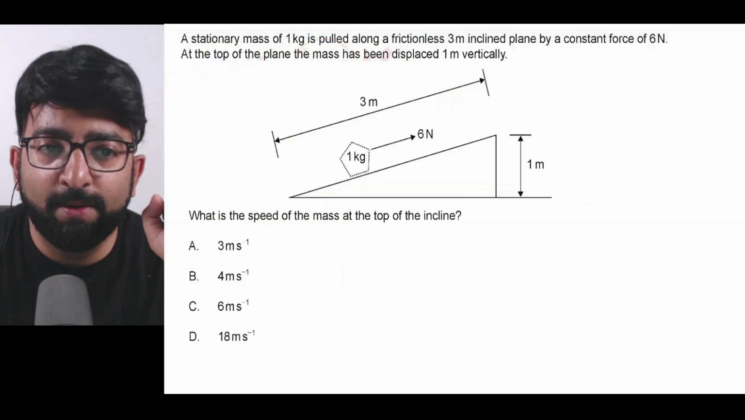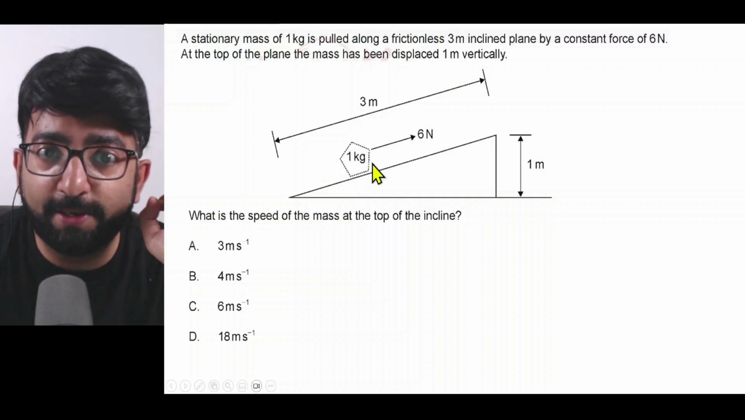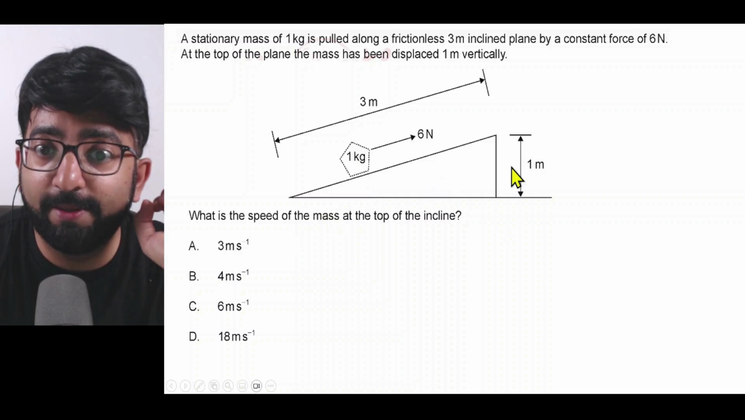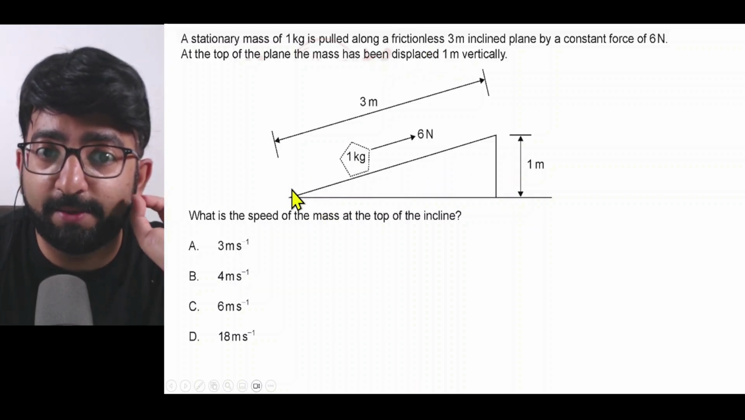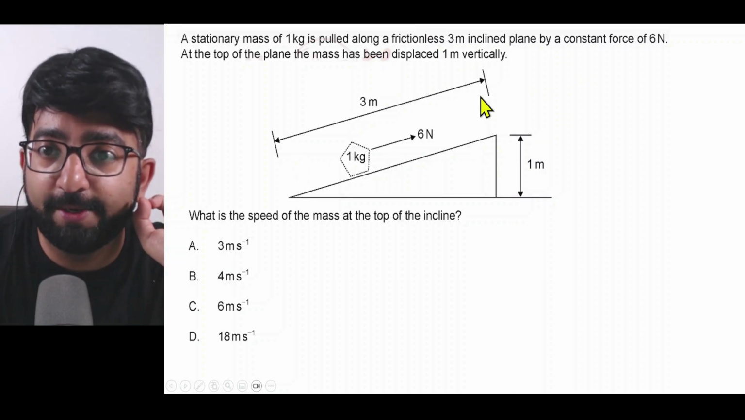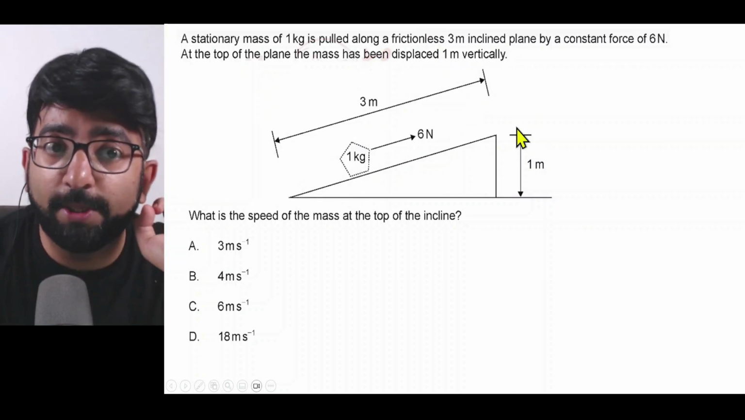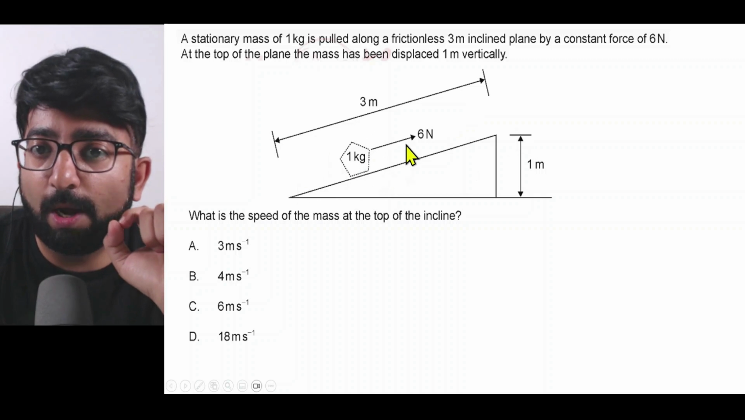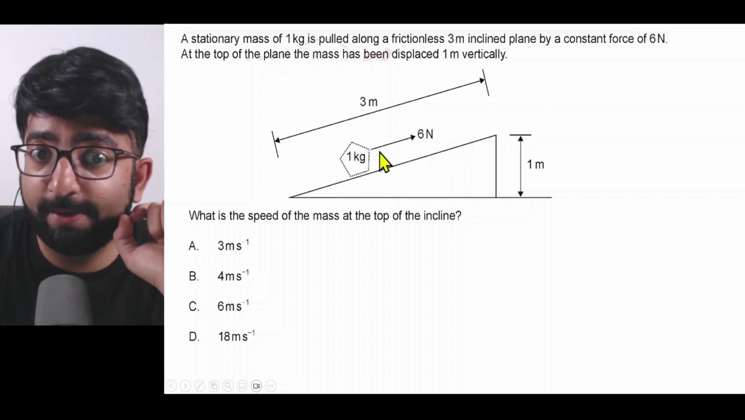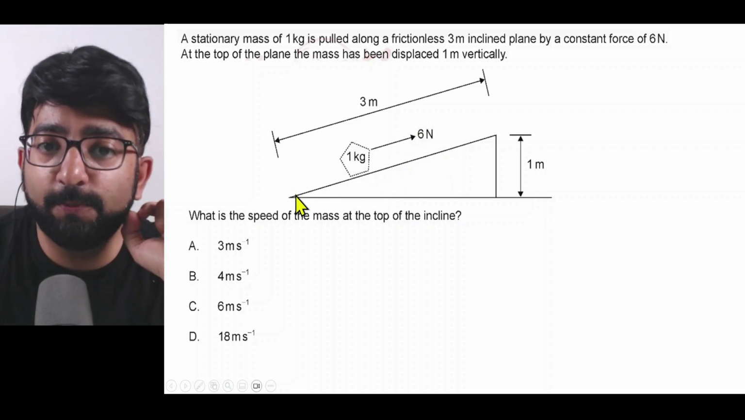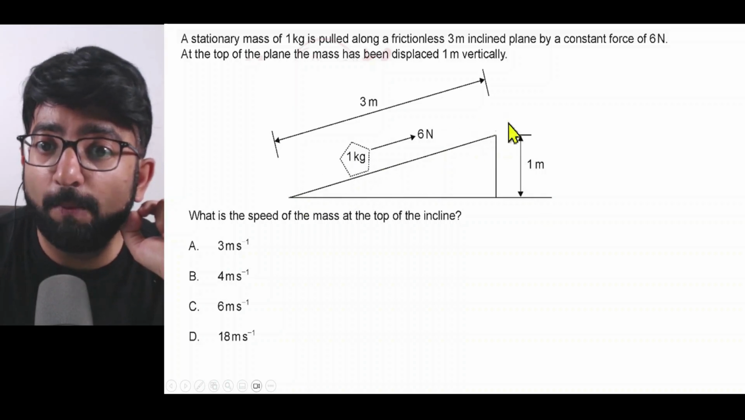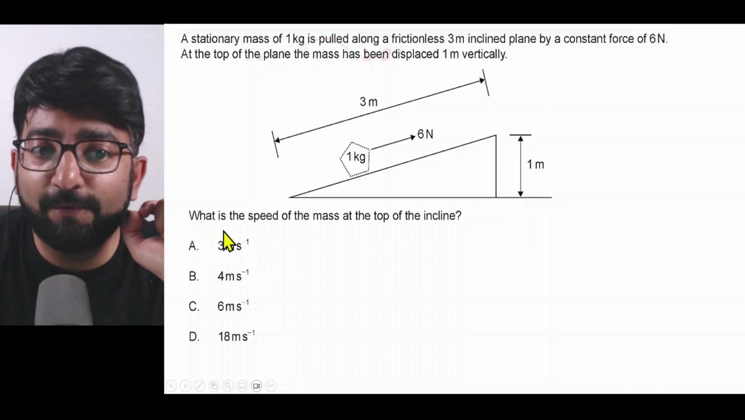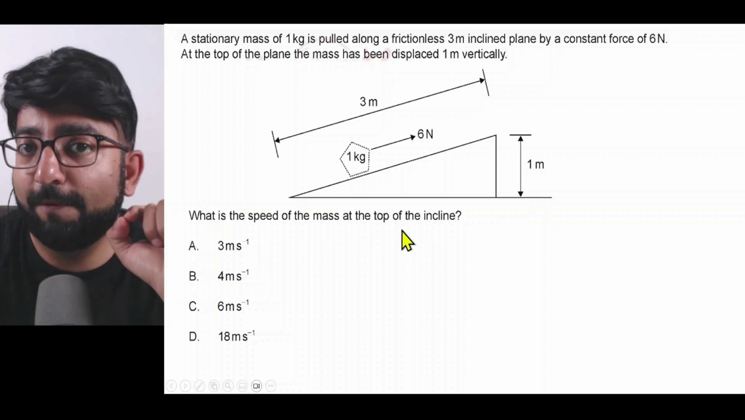So here we have a stationary mass of 1 kilogram kept on an inclined plane. The inclined plane does not have any friction as it is mentioned. The object travels up the incline for a distance of 3 meters, and throughout the motion the box is being pulled up by a force of 6 newtons, and the direction of the 6 newton force is parallel to the surface of the incline. And when the box reaches the topmost point over here, it is 1 meter above the ground, and we need to figure out the speed of the mass at the top of the incline.